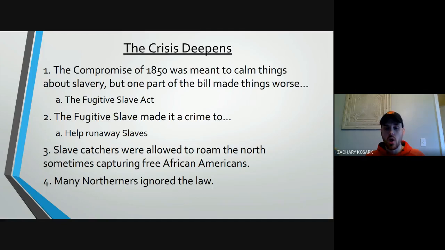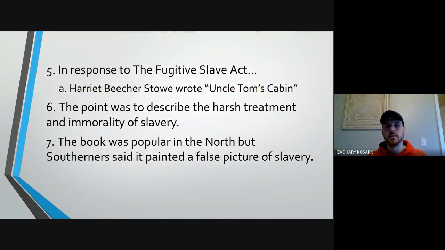Slave catchers were also hired, basically like bounty hunters. They were hired to roam the North, and sometimes they were looking for so-called runaway slaves, but a lot of times they would just capture random African Americans who were free and then ship them back into the South and make them slaves. So they would just capture people and force them into slavery, even though they were not actually runaway slaves. So the Southerners are okay with this law. Many Northerners just ignore it, though. So this is going to be something that really causes problems between the two areas.